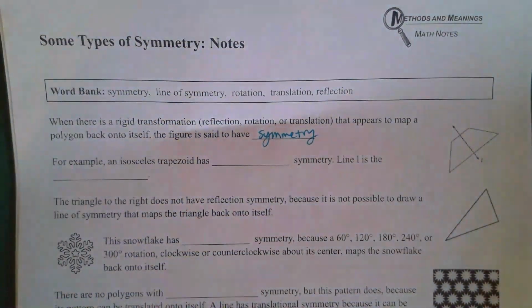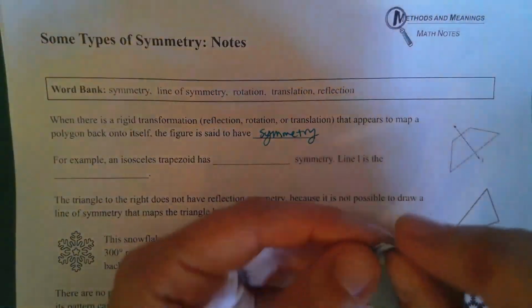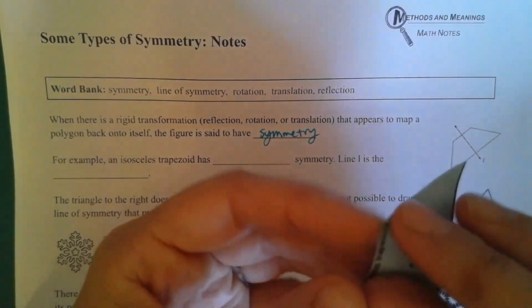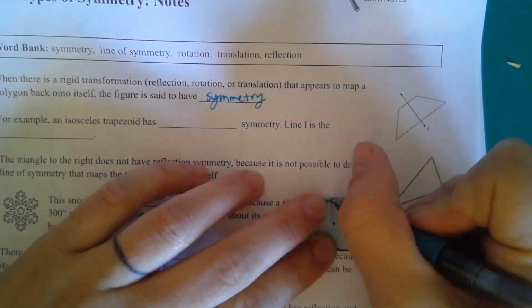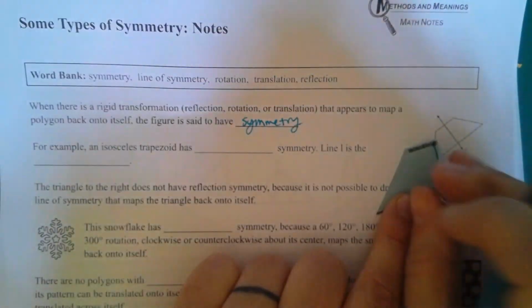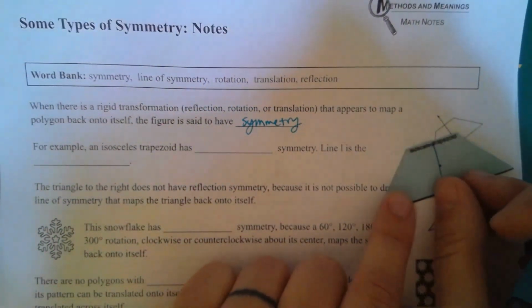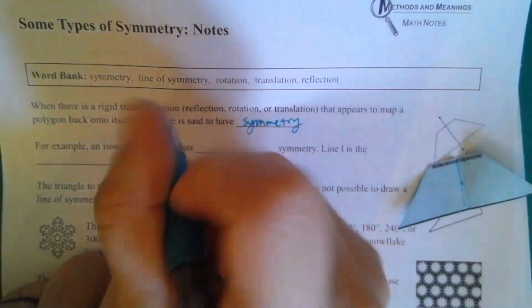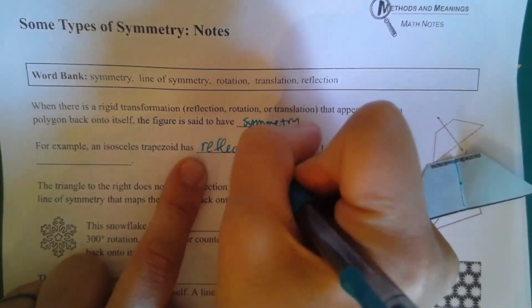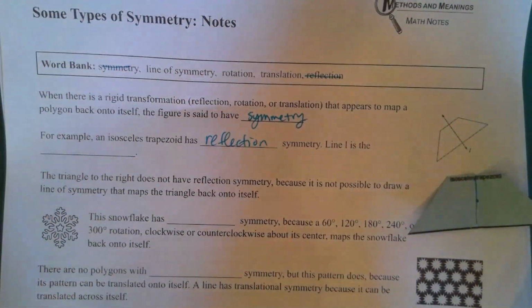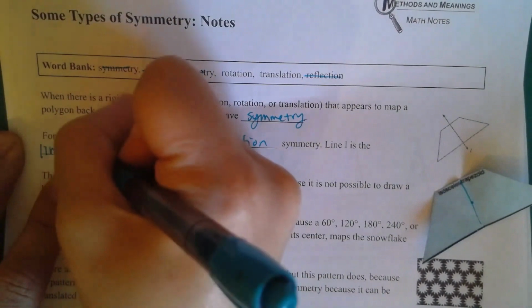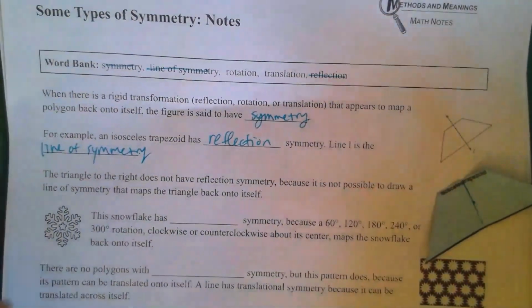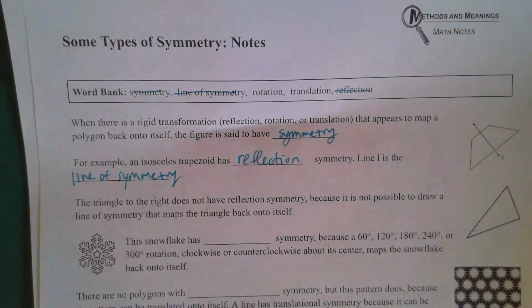So for example, an isosceles trapezoid has reflection symmetry because there exists a line that you can fold it across and it lines up on itself. So a trapezoid has reflection symmetry. Oh, and we have a word bank. And line L is called the line of symmetry. Okay.